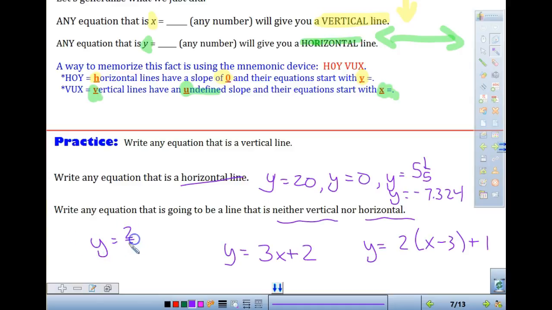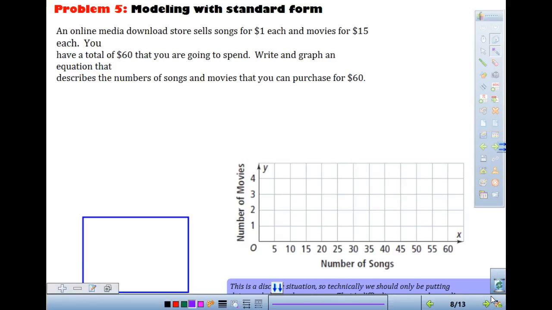Y equals 2/3 x. You don't have to have a plus a number, right? It just has to have a slant or a slope. So I need to have both a y and an x if it's going to be not vertical or not horizontal when we are looking at that, okay? So there's many options for that.